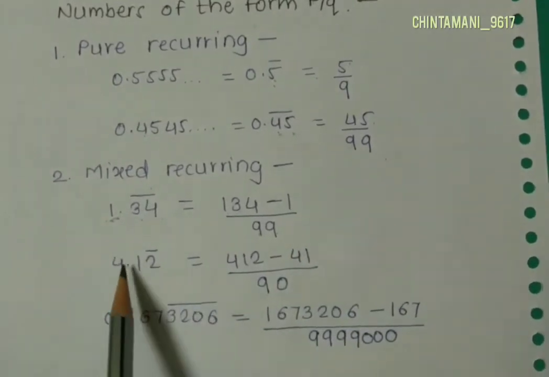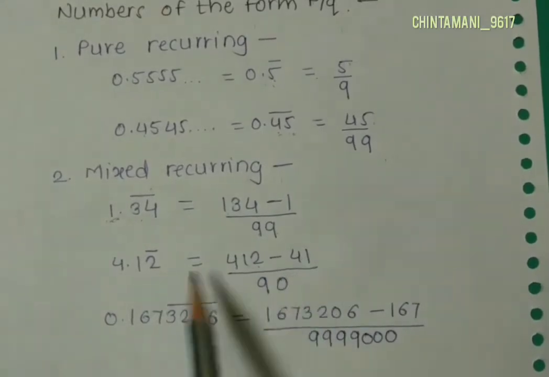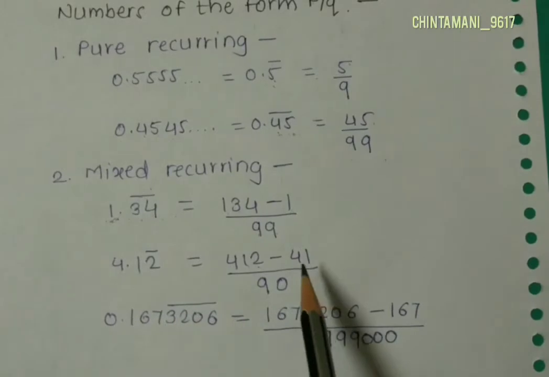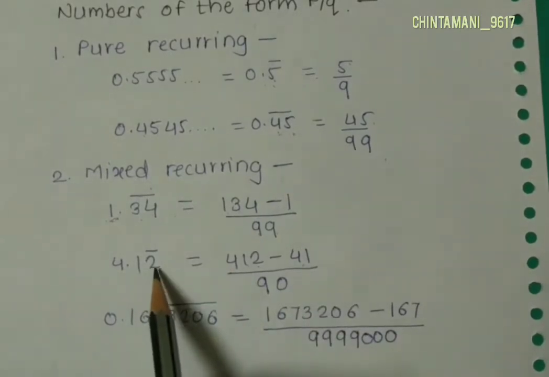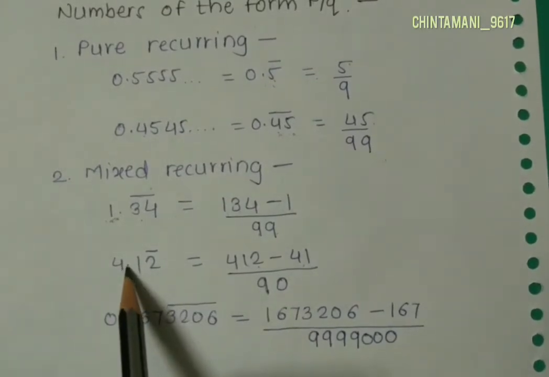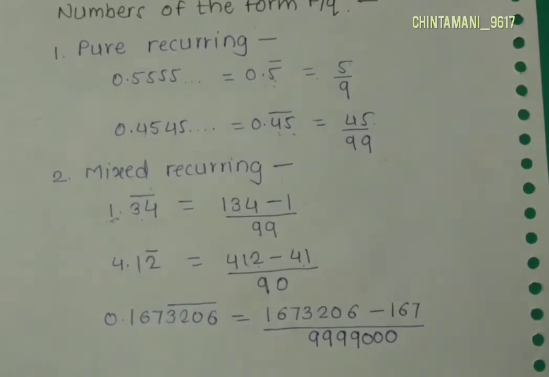One more example, 4.12 bar: 412 minus 41, because 4 and 1 do not have a bar over them, and the number which has a bar over it is only 1, so we'll write down 9 here. And after the decimal point there is another number which does not have a bar over it, so we will write down 0 here.